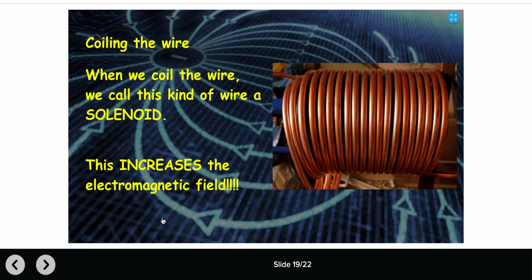So, as I mentioned before, when we coil a copper wire for an electromagnet, we call it a solenoid. And this increases the electromagnetic field greatly. The more coils you have, the stronger the electromagnetic field is.